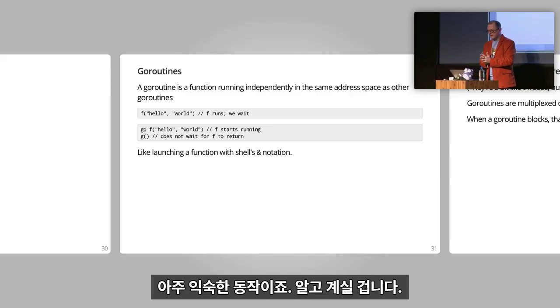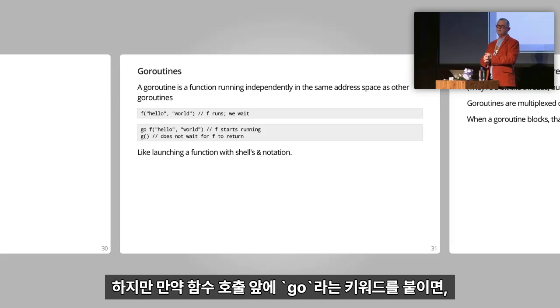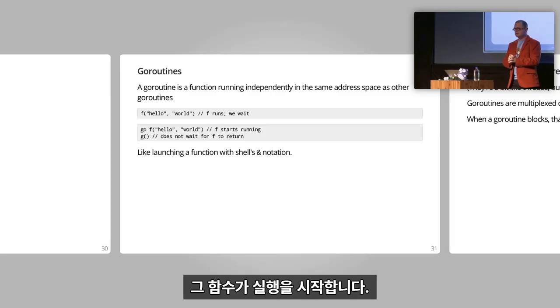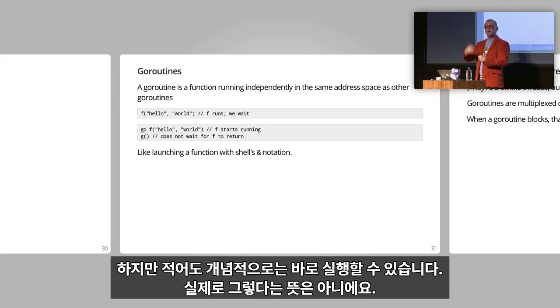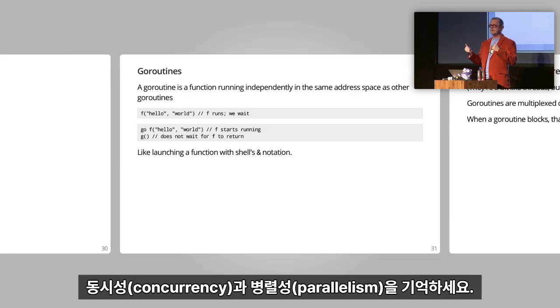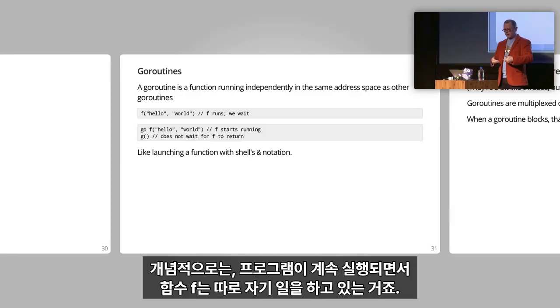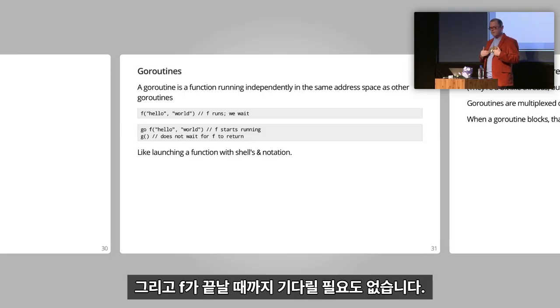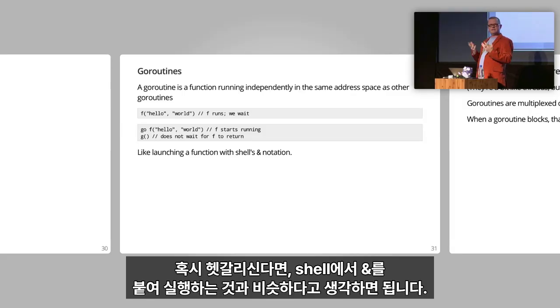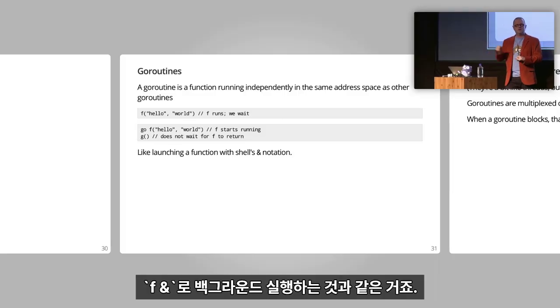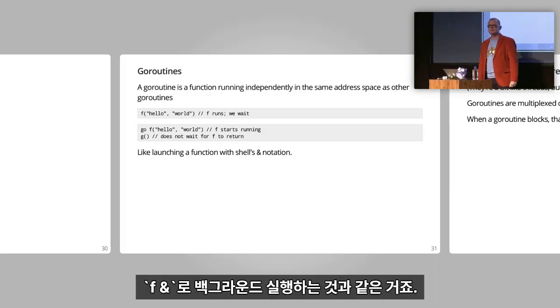You all know that. But if instead you put the keyword go before you call that function, then what happens is that function starts running, but you get to run right away, at least conceptually. Not necessarily. Remember concurrency versus parallelism. But conceptually, your program keeps running while f is off doing its thing, right? And you don't have to wait for f to return. And if that seems confusing, just think of it as being a lot like the ampersand in the shell. So this is like running f ampersand off in the background.